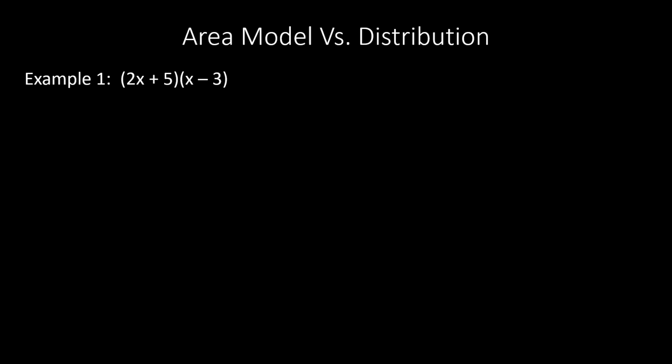Hello. The purpose of this video is to look at two different ways of laying out our polynomial multiplication. One method is called the area model, and it uses the area of rectangles to model what we're doing with our polynomials. The other is more a straightforward distribution, where you distribute the multiplication from one parenthesis over all of the terms in the other parenthesis.